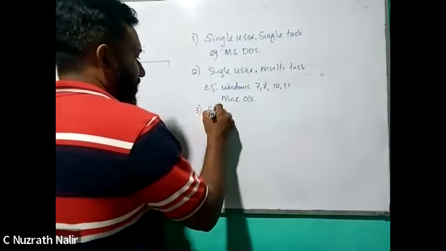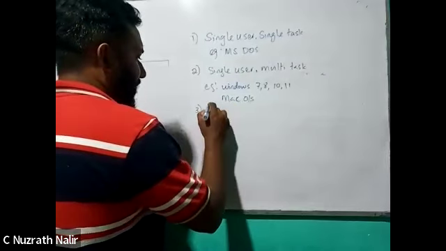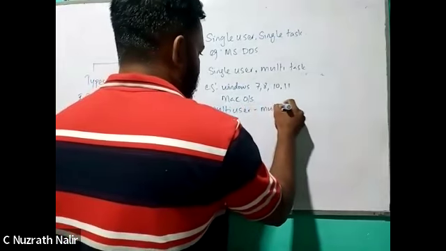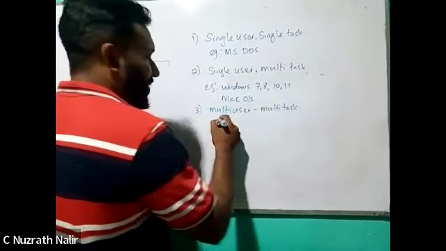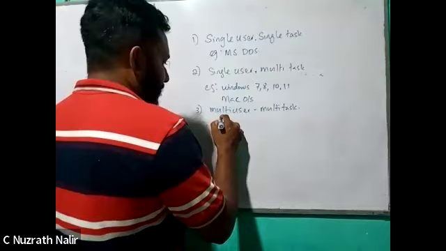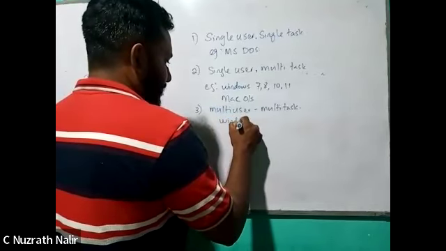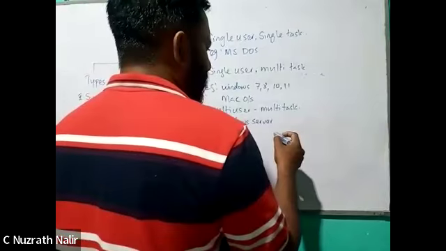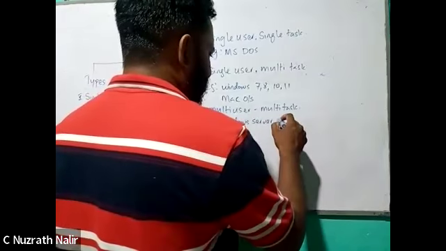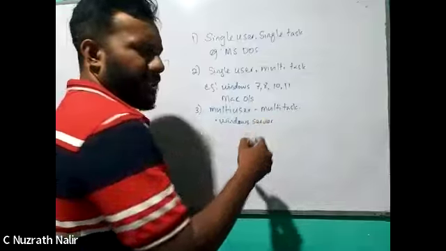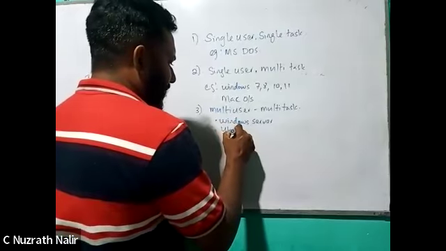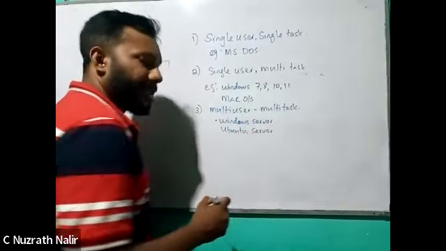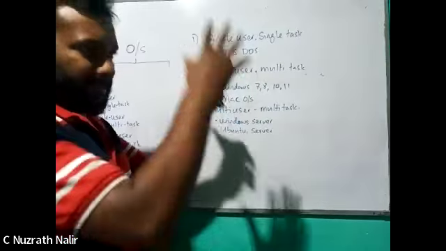Third one, multi-user, multitask. All the server editions, which means Windows Server, I think 2018, 2016, 2000 versions, other versions of Windows Server. Also Ubuntu Server. There is also an operating system because there is a server.